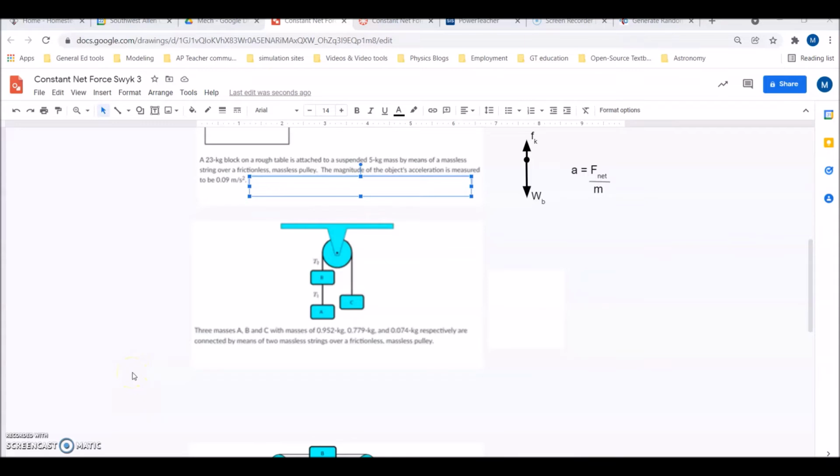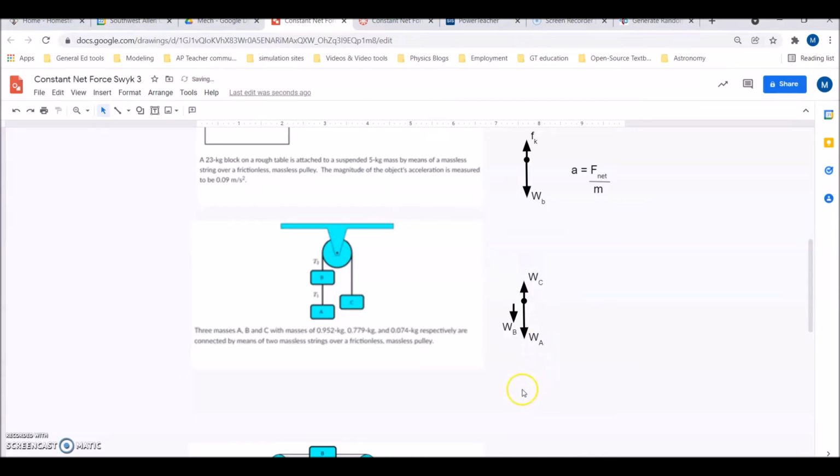And so it could ask us lots of different things, like what's the acceleration, or maybe it'll ask us what the tension, T1 or T2 is. I would choose my entire system here, everything in my system, and figure out what's causing it to accelerate. Well, the weight of A causes it to accelerate, and so does the weight of B cause it to accelerate. And what opposes it? The weight of C.